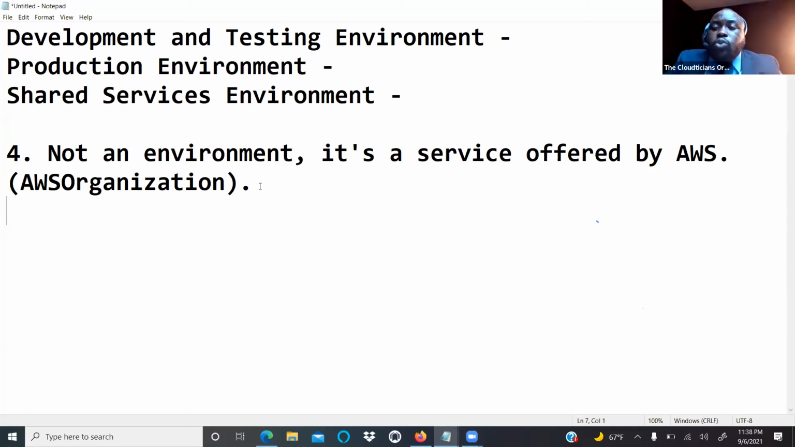AWS may be free to us because we're doing training with it. It costs money to run stuff in AWS. It's not free. AWS is not a charity. It costs money to run stuff in AWS.